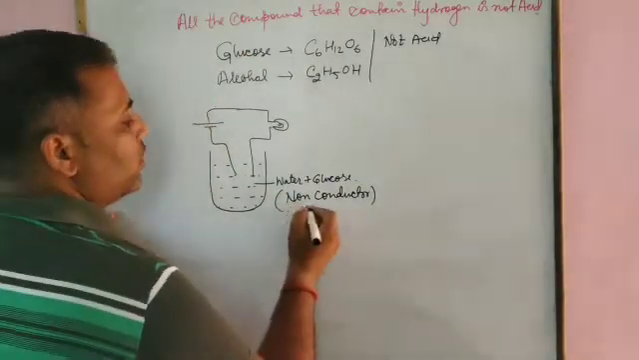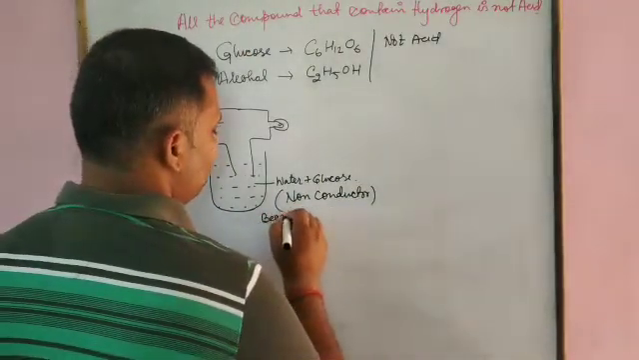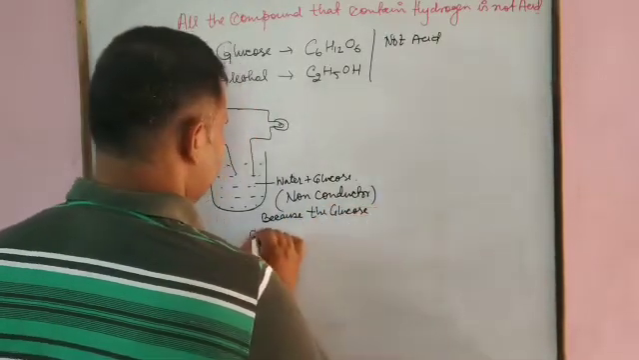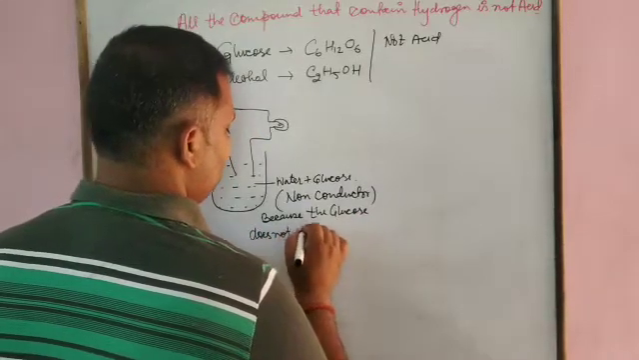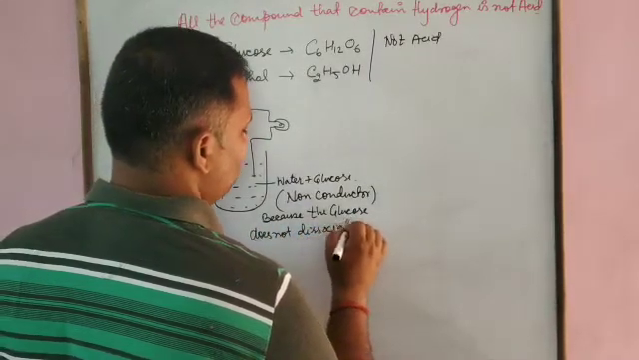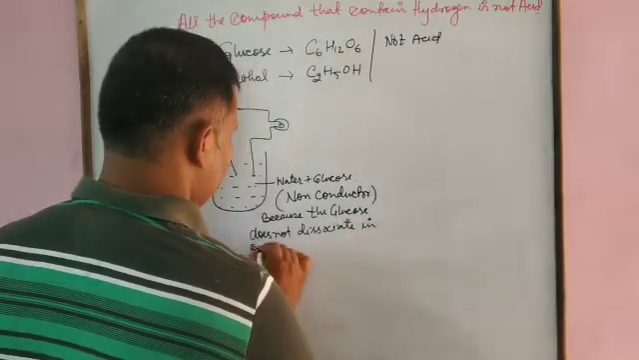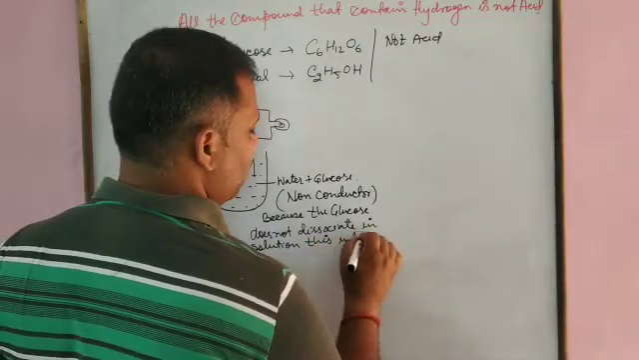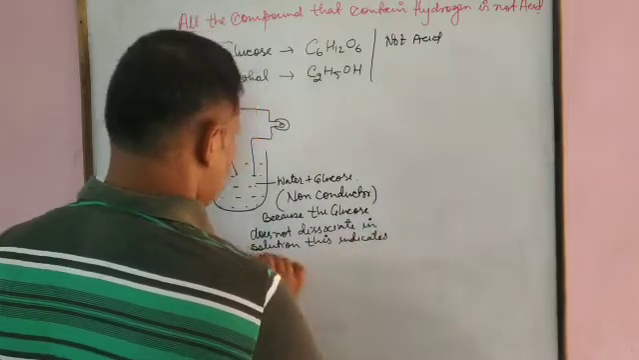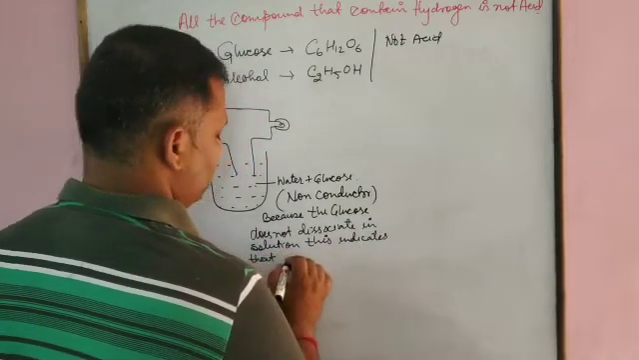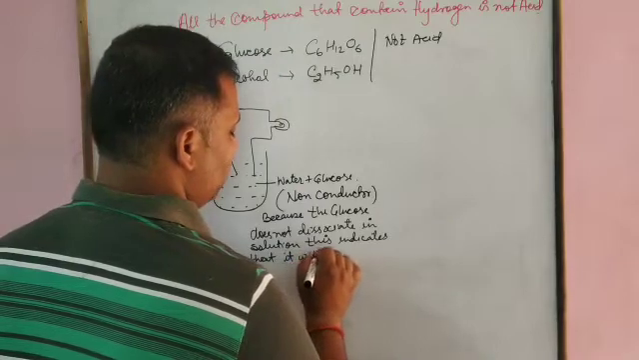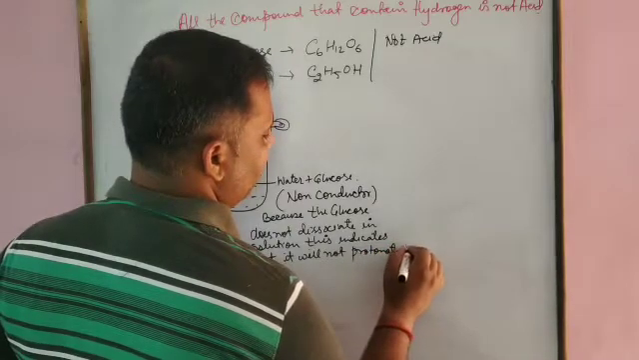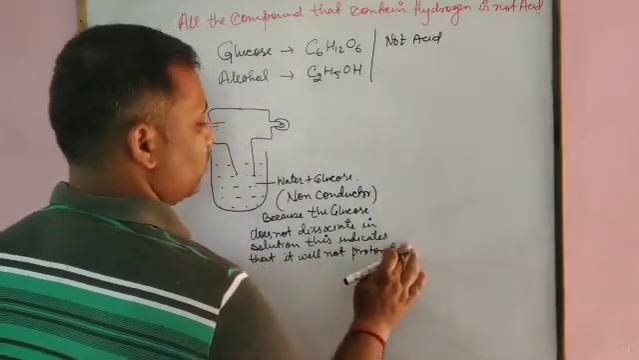What we see is that this is a non-conductor because the glucose does not dissociate in the solution. This indicates that it will not protonate. That is, it will not protonate.